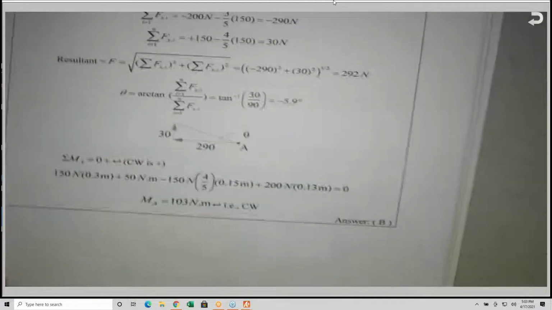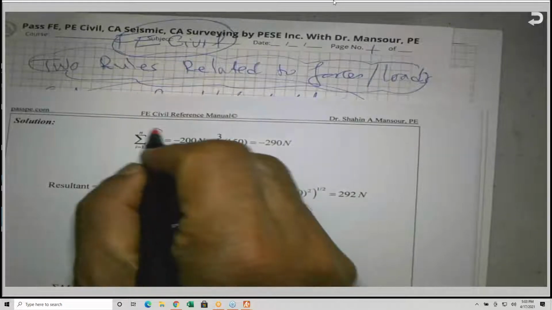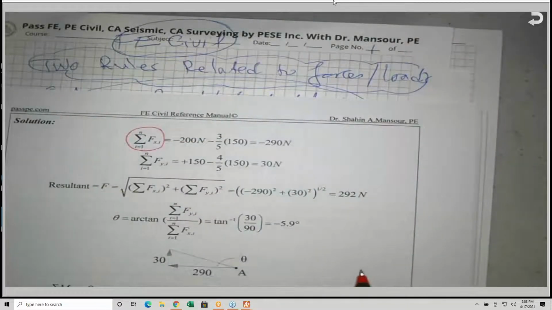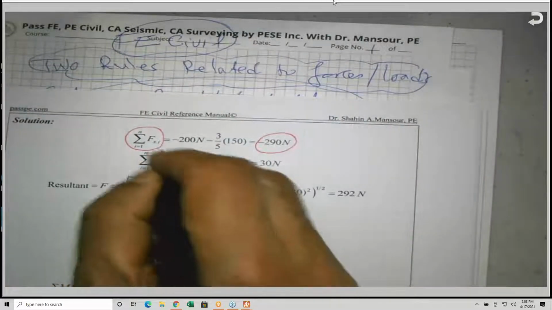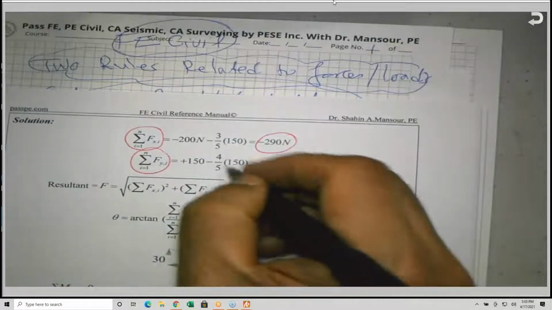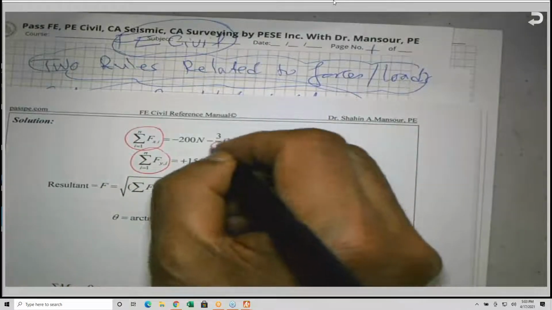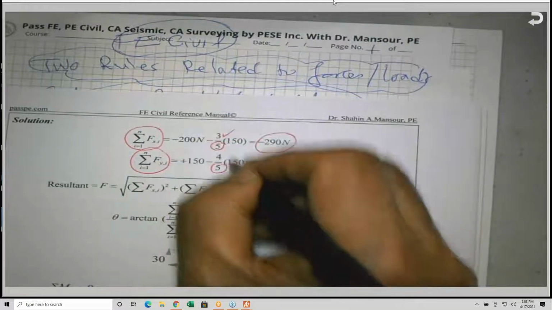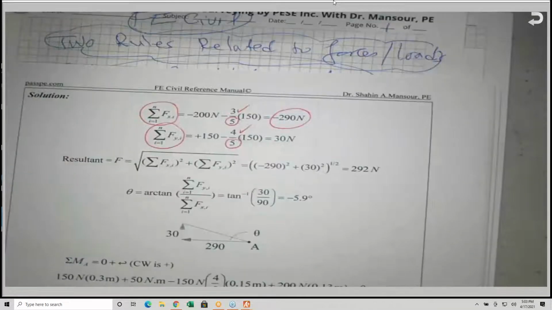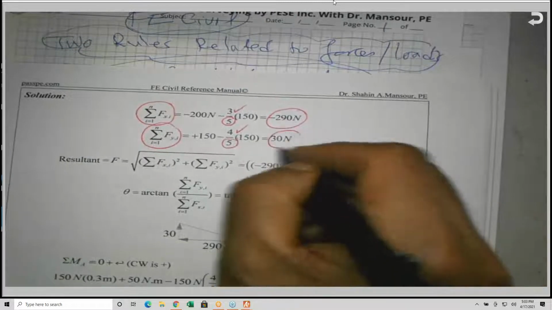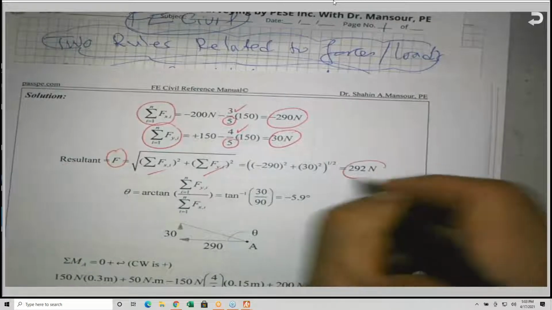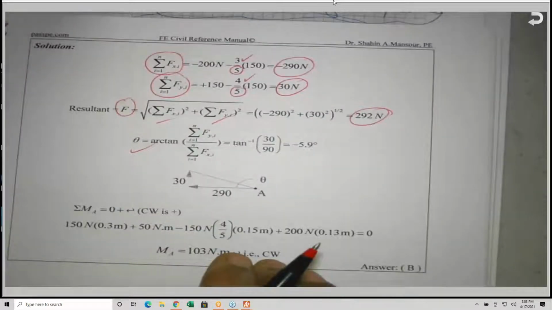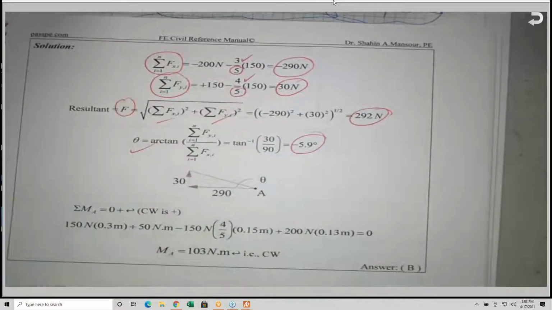So I will sum all the components of all forces in the X direction. I ended with this. Sum forces in the Y direction. Again, as you can see, we divide by 5, we divide by 5, and we multiply by the appropriate dimension in the X or the Y, as I indicated to you. So here it is. The resultant is the square root of the sum of squares. Here it is, the angle theta.